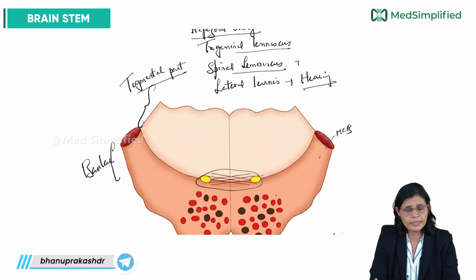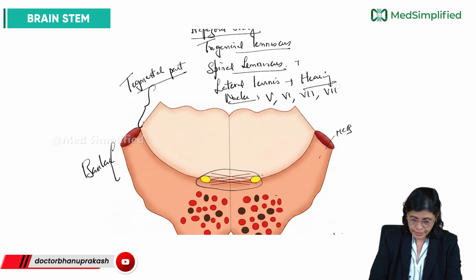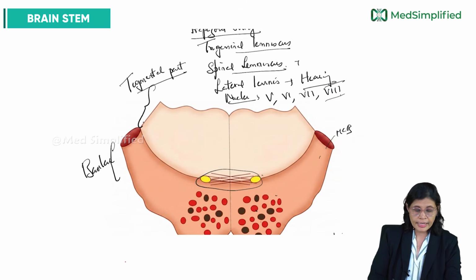Then in addition to that, we will have the olivary nuclear complex also, and it also contains the nuclei of the trigeminal, that is the 5th, then 6th, then 7th and 8th cranial nerves. So these are the things which we see in the tegmental part.